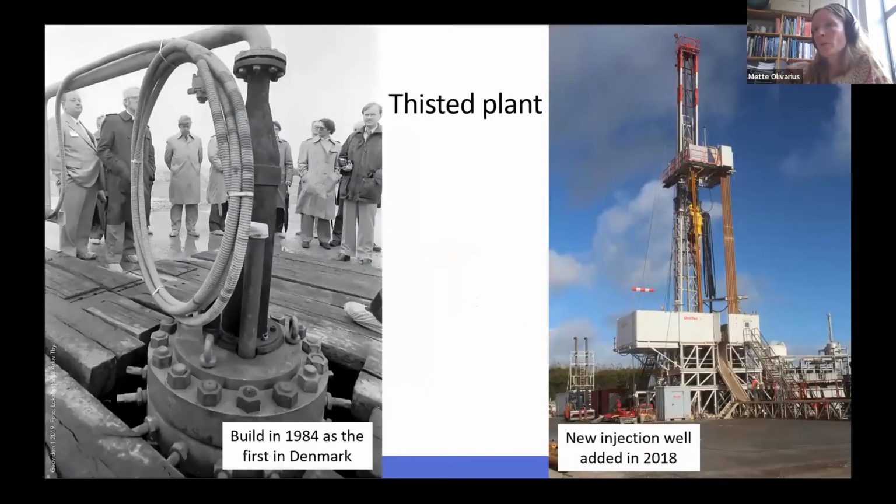So this is one of the geothermal plants in Denmark. This one was built in 1984, so the first in Denmark. And it has run very smoothly ever since. There's only been a very slight decrease in injection pressure, which would also be expected over so many years. So they drilled a new well also to increase the capacity here 4 years ago.